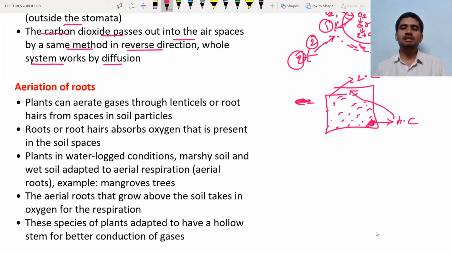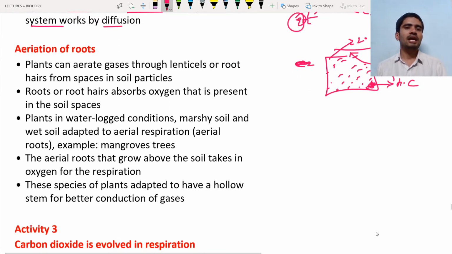Osmosis is a little bit different. In the same way as you see the concept over here, the same process will be seen over there depending upon the concentrations of oxygen and carbon dioxide. So the whole system is going to work by the diffusion process. Okay, next is the aerial roots.